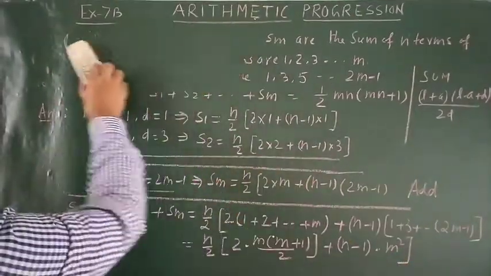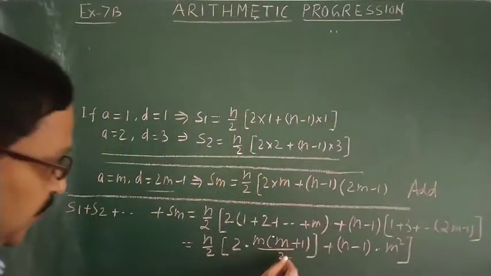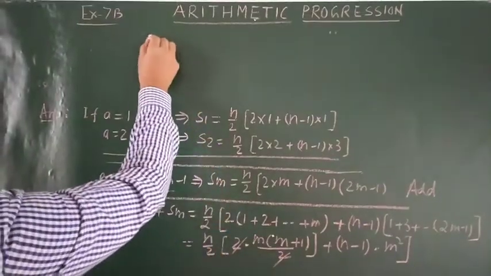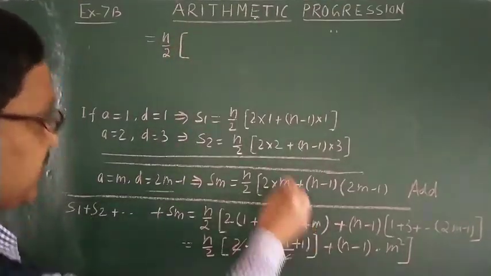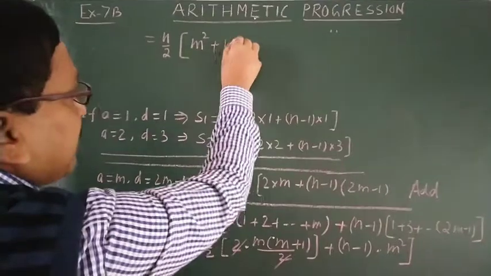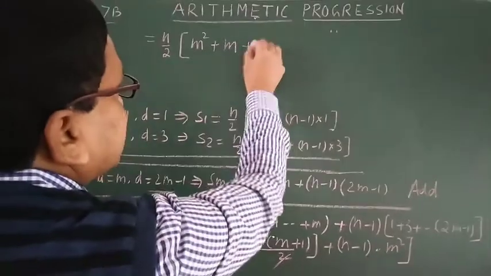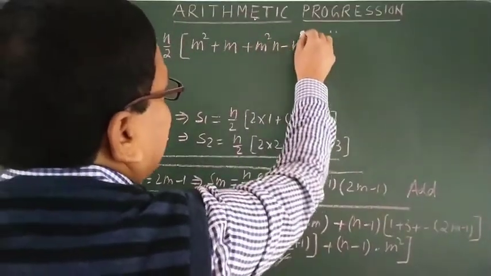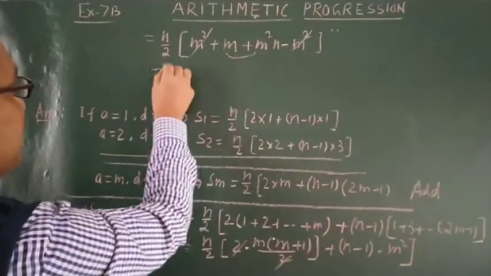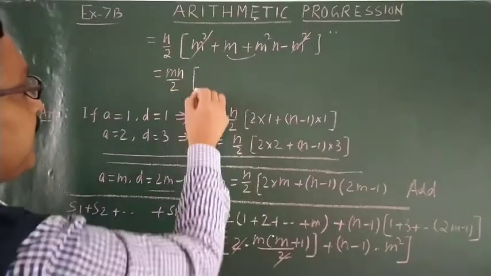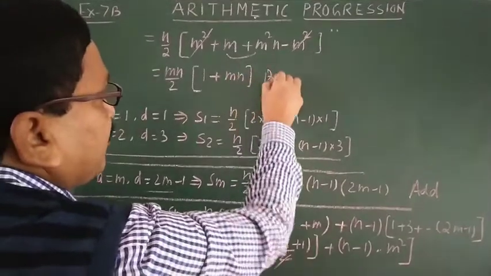Now let us simplify this. When this is simplified, 2 cancels. Now n by 2, bracket m square plus m, then m square n minus m square. So this m square is cancelled and m is taken common. So this is mn by 2. And after that, m is common, so (1 plus mn). So this is the proof.